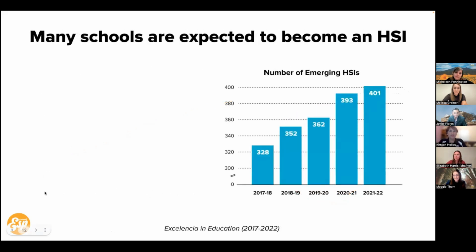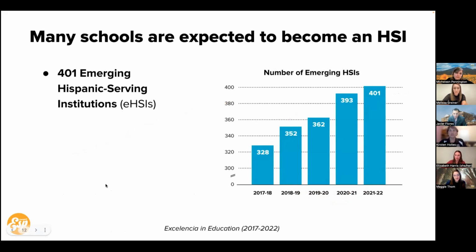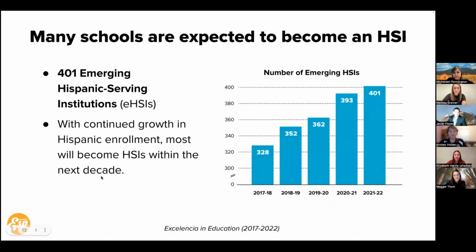And on top of that, many schools are expected to receive that HSI designation in the coming years. As you can see, there are 401 emerging Hispanic serving institutions. And with that continued growth in Hispanic enrollment, most will become HSIs within the next decade. So we'll continue to see the trend and the need to provide access to parents and families and supporters of the students who are attending these institutions as enrollment continues to increase year over year.